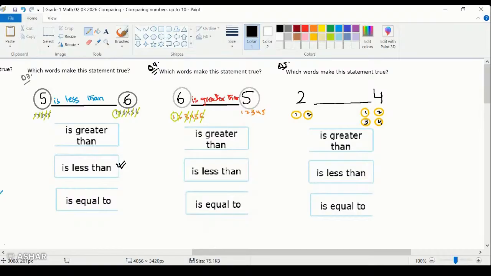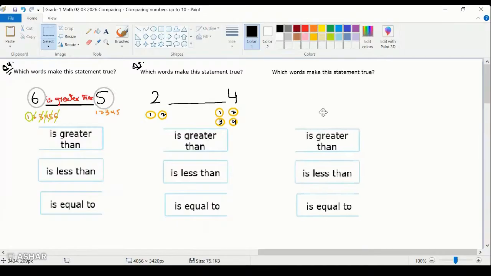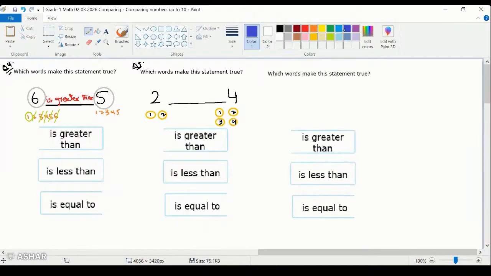So what can I say? 2 is greater than 4, 2 is less than 4, or 2 is equal to 4? Which would be correct? 2 is not greater, 4 is greater, right? But if the question was the other way around, let me just copy this. In question number 6, if the question was in this way, 4 and 2, then it's the other way around.